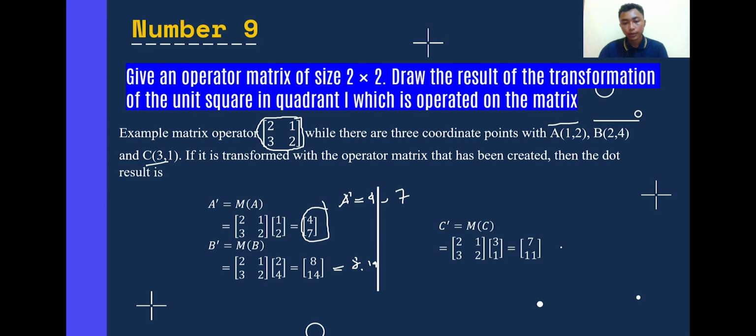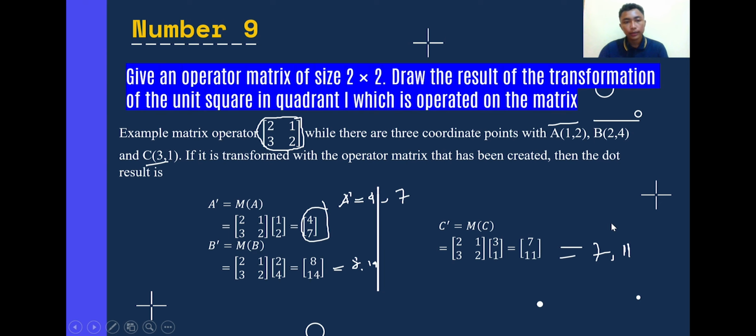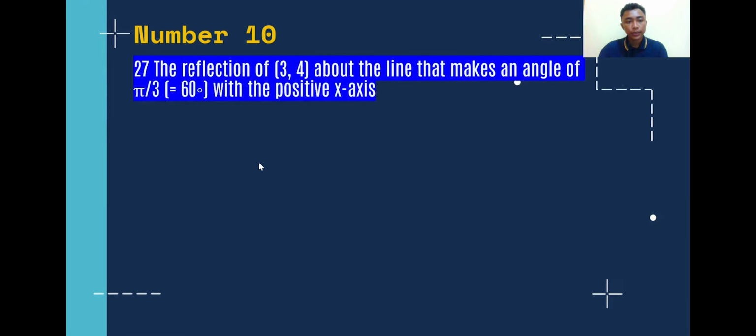And this is from the c-axis is 7,11. Yeah, I think that's simple. And the next is number 10. In number 10, we need to choose two questions in the book.